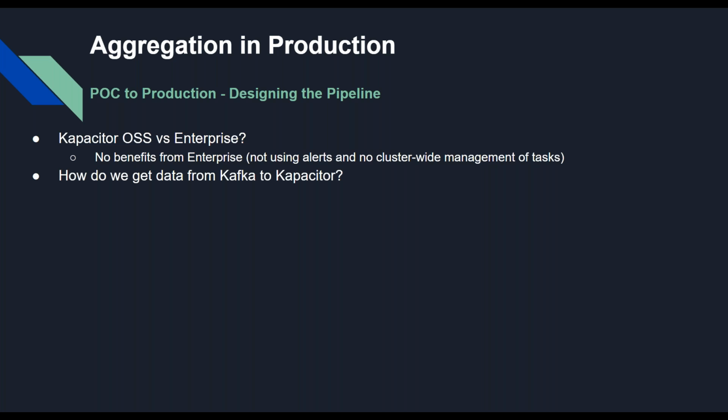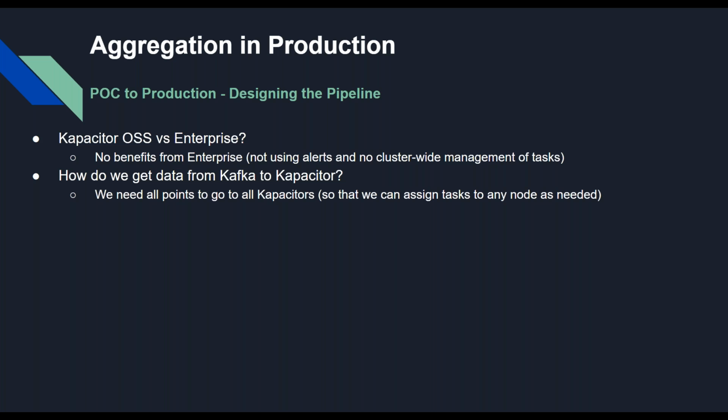The next thing for us to figure out was, if we weren't going to be using subscriptions to get the data from Influx to Kapacitor, how do we get the data from Kafka, where we have it all aggregated, into Kapacitor? So that we didn't have to solve the hashing solution, we knew that we needed a solution that made it so that all of our data points went to all of the Kapacitor nodes that were running these aggregation scripts.